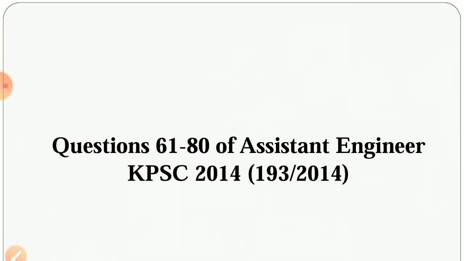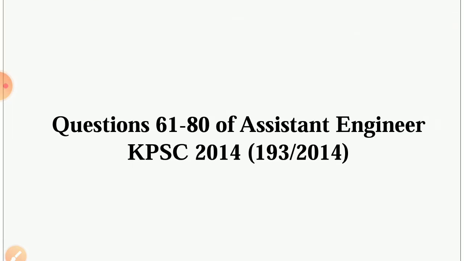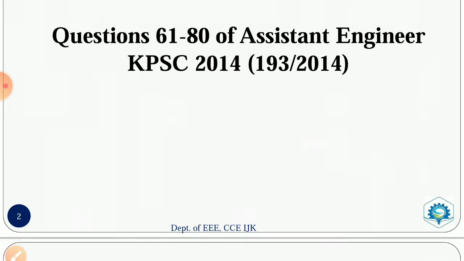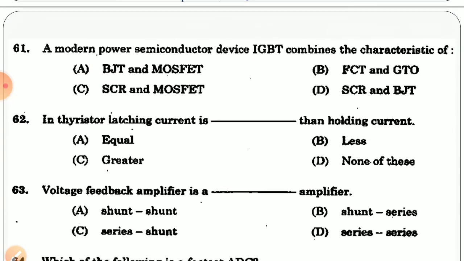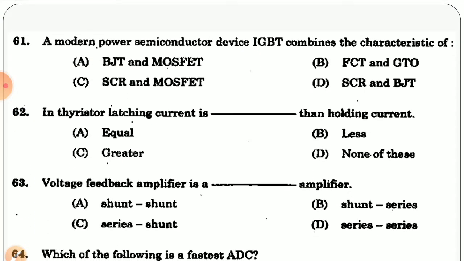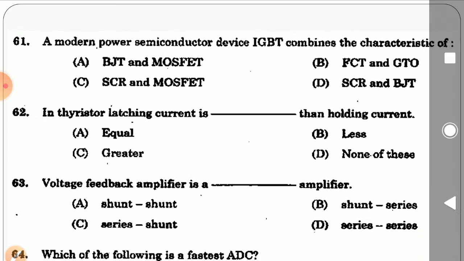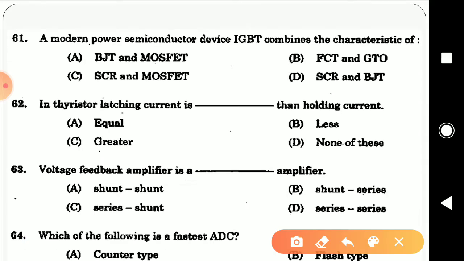In this video, we will be discussing the questions from 61 to 80 of the Assistant Engineer Kerala PSC 2014 examination. Let's start with question number 61. A modern power semiconductor device IGBT combines the characteristics of, the answer is BJT and MOSFET. An IGBT is a combination of BJT and MOSFET. The full form of IGBT is insulated gate bipolar transistor.